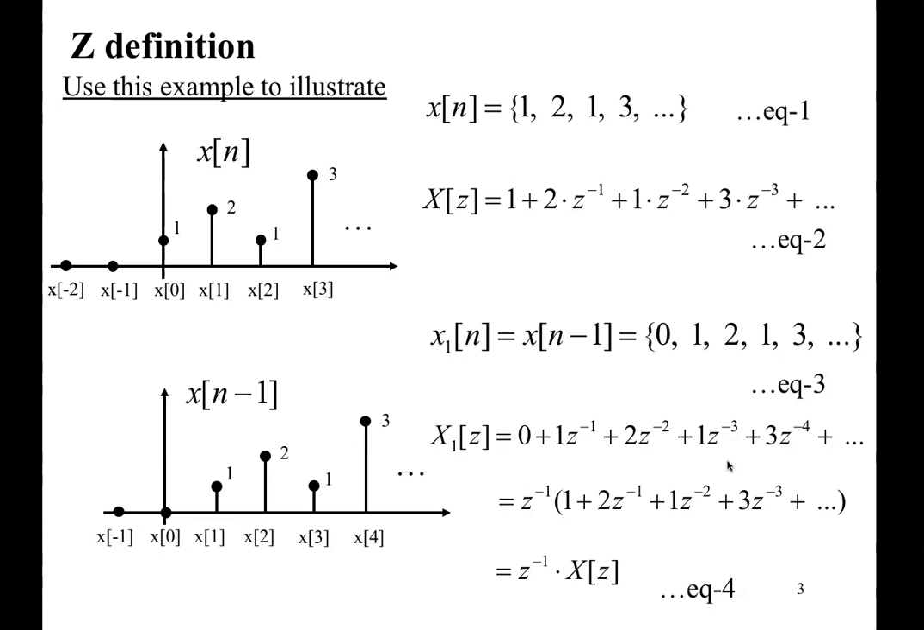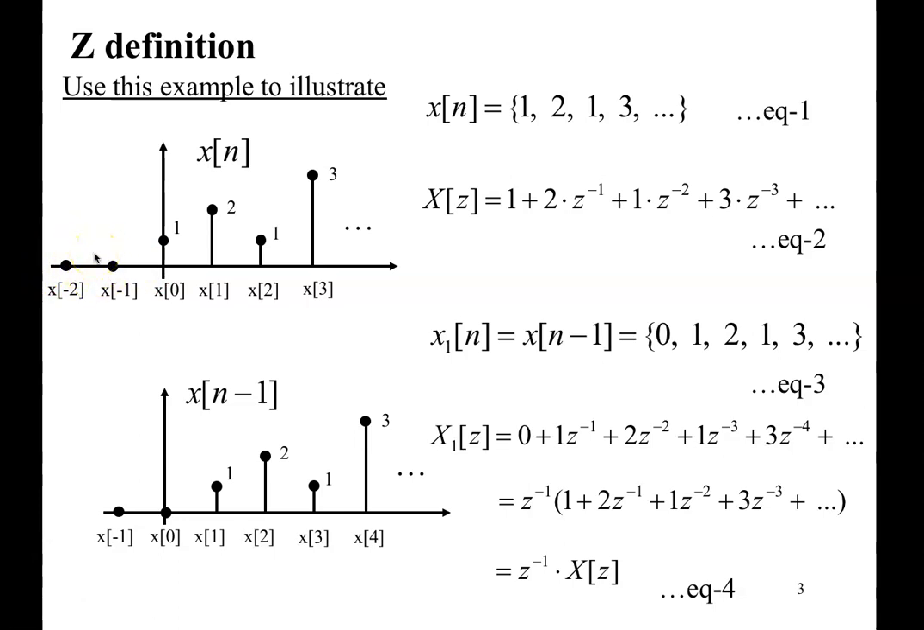Say I have a sequence in this graph. The values are expressed in equation 1. The first one is 1. The second one is 2. The third one is 1. The fourth one is 3. And before time equals 0, they are all zeros, so I'm not too worried about that.